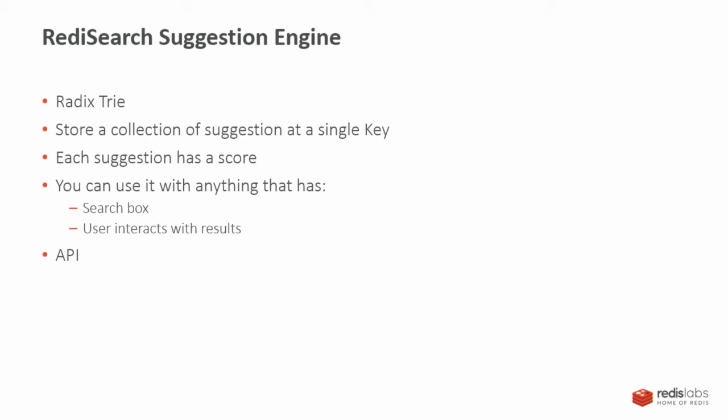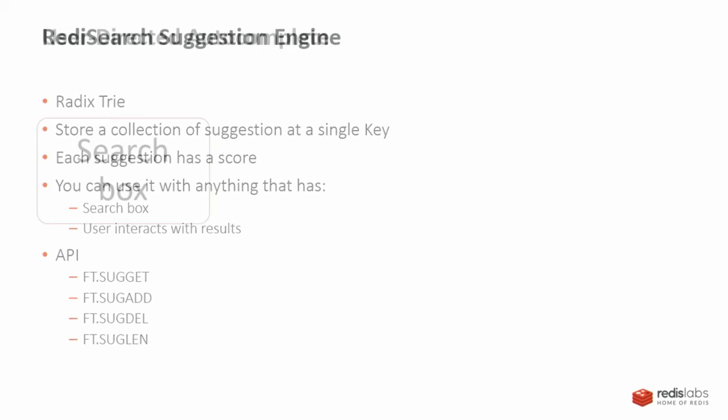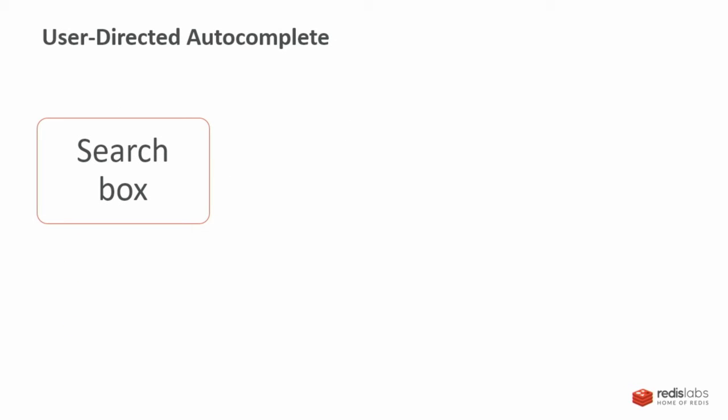And finally, you can use this with anything with a search box, when users interact with a result. So it's a simple API, it's got 4 commands: FT.SUGGET, FT.SUGADD, FT.SUGDEL, and FT.SUGLEN. So get, add, delete, and get the length. 4 commands, pretty easy. So how do you use this is the interesting part. You have a search box on your application, and you would do FT.SUGGET, and then you put the user's input into that, what they're typing in their search, okay?